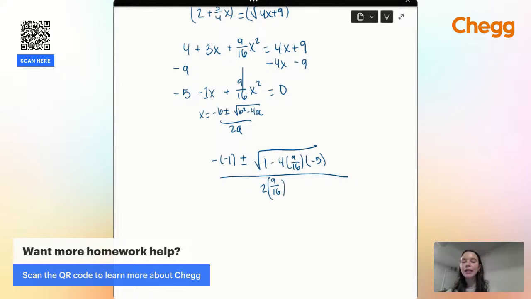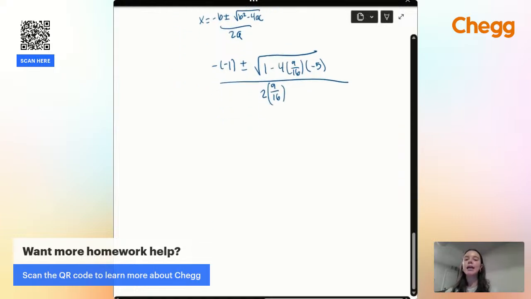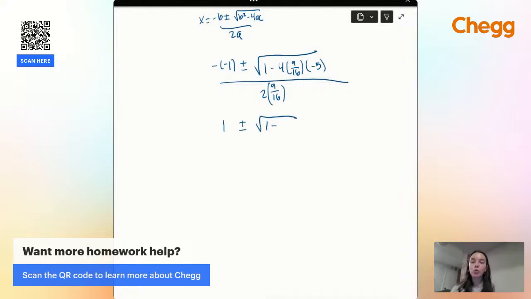And now we are ready to simplify. So we have 1 plus or minus the square root of 1 minus, I'm going to put 4 times 9/16 times -5 in my calculator. So 20 divided by 16 times 9. We get 1 plus 11.25, so that square root over 9/8.